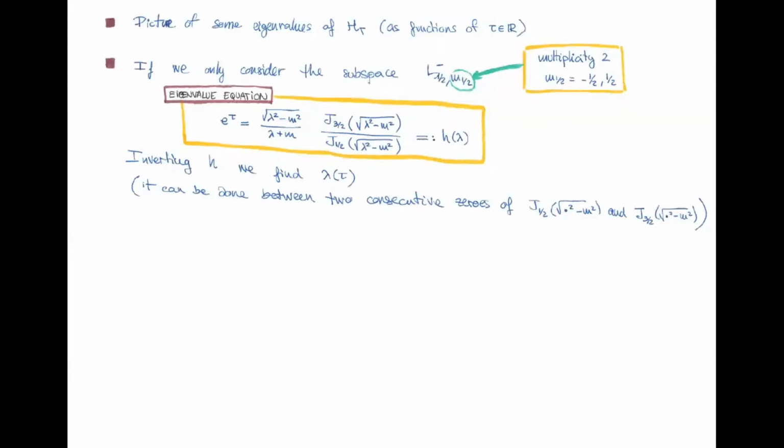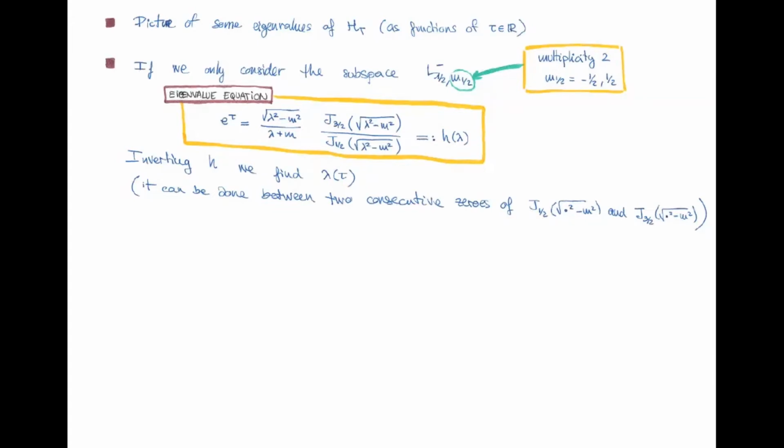So I need to be careful about the zeros of these two functions. I'm going to be able to invert this thing between two consecutive zeros of these two consecutive Bessel functions. But this is something that you can do because two consecutive Bessel functions have zeros that are alternated. So you just need to be careful on the sign. The sign of this quotient is going to be somehow compensated with the sign of the eigenvalue in order to have a positive thing.